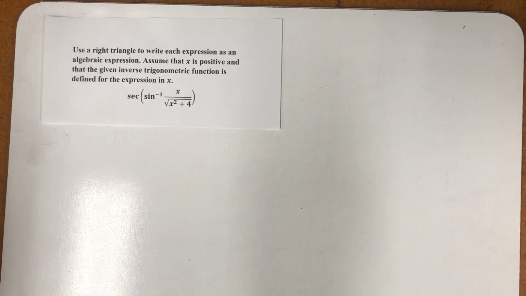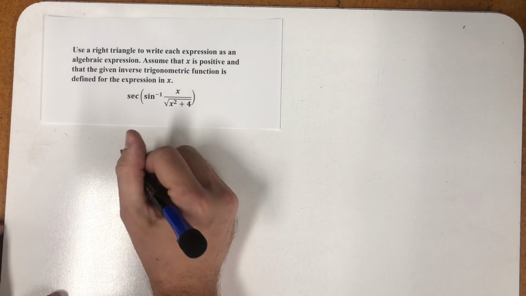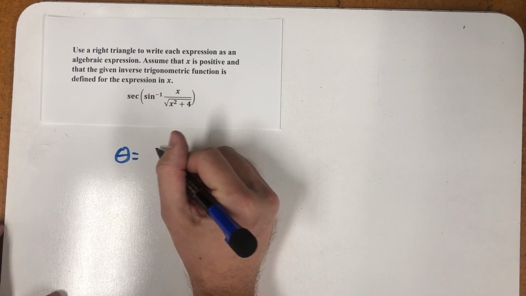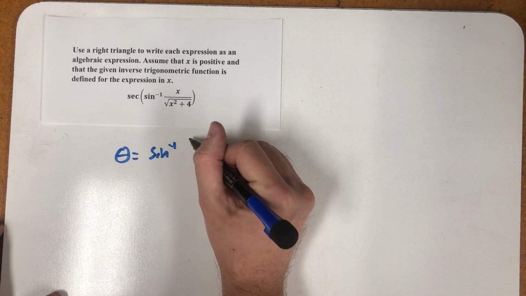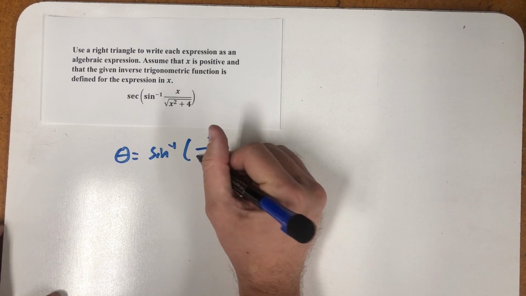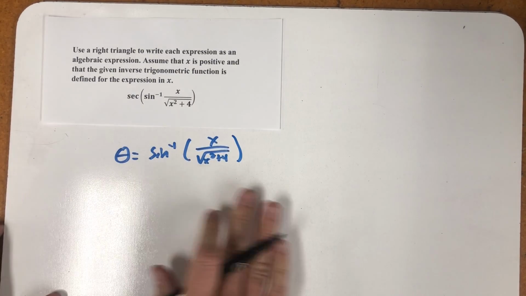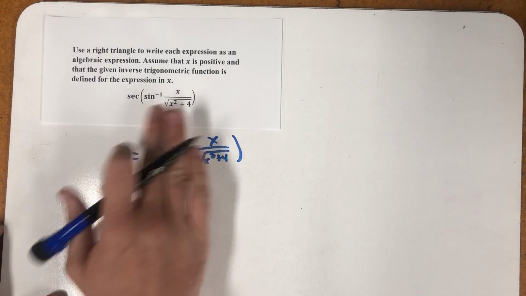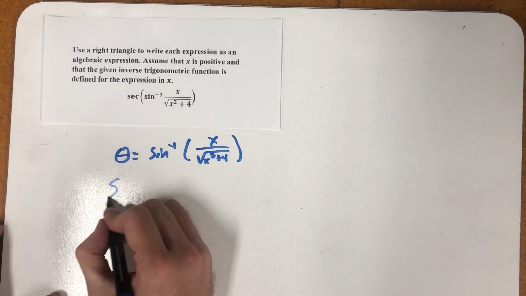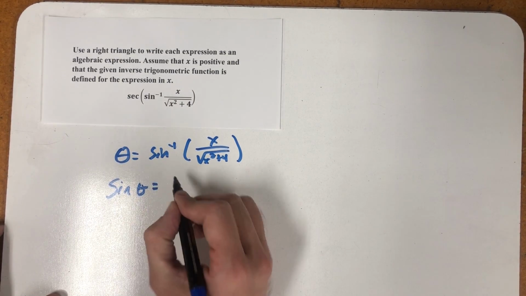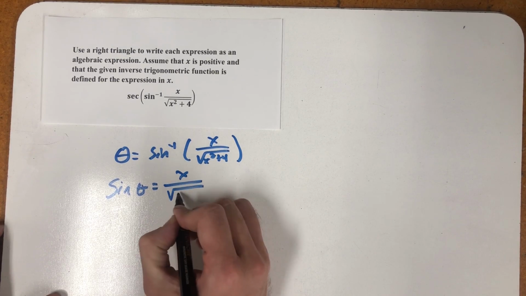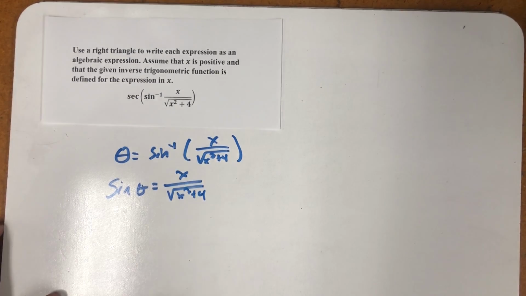Those instructions are really just set up so that I can proceed, not with reckless abandon, but without having to worry about values that don't work, like things outside of the domain of inverse sine, or angles not being in the first quadrant. So here I have the angle I'm actually thinking about on the inside there. So now I know that sine of theta is x over the square root of x squared plus 4.